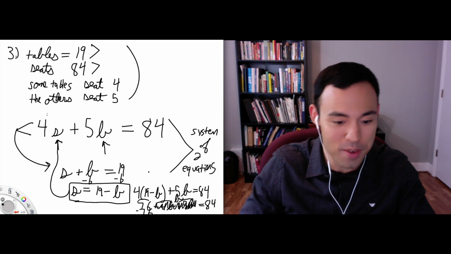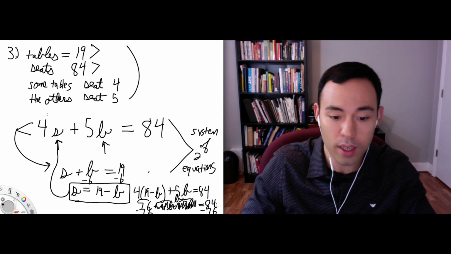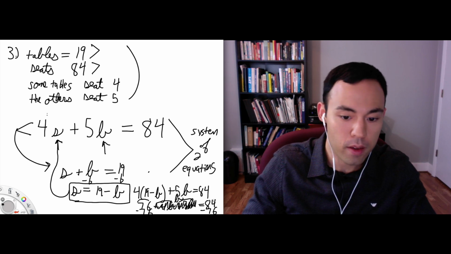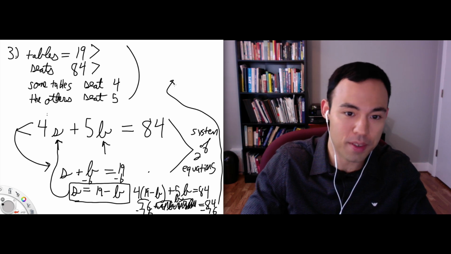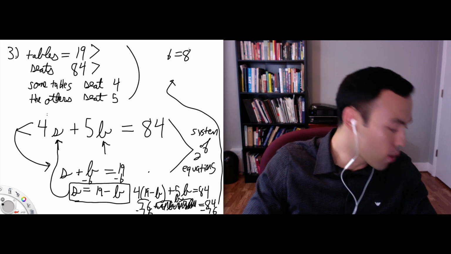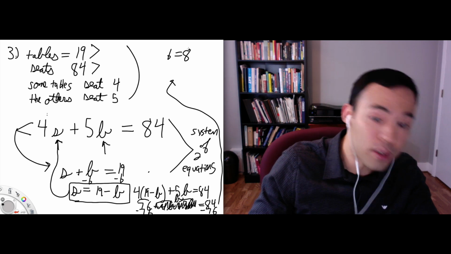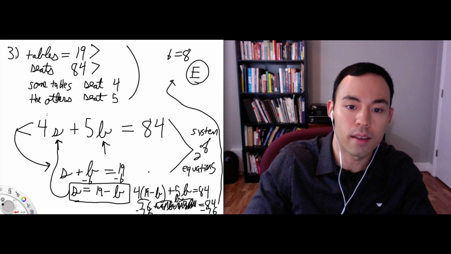I'm running out of room, but I'm going to subtract 76 from both sides. I'm going to get 8. All right, so b is going to equal 8. So I'm going to write it up here. Okay, so b equals 8. All right, let's look at our answer choices, and indeed, number 3, E is 8.